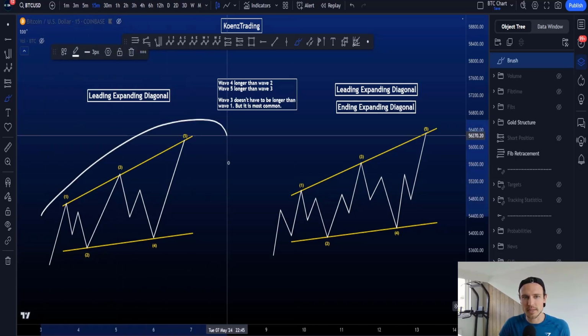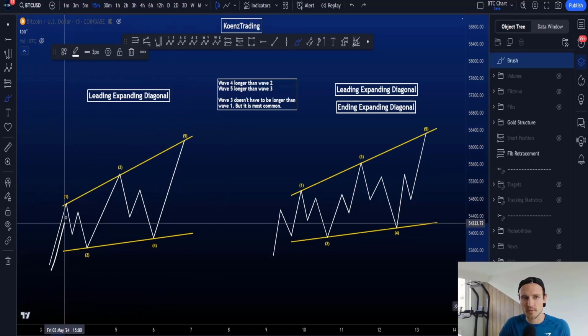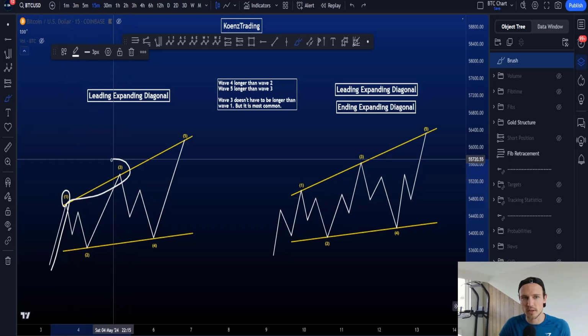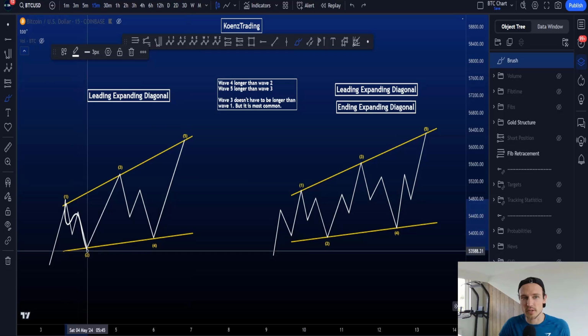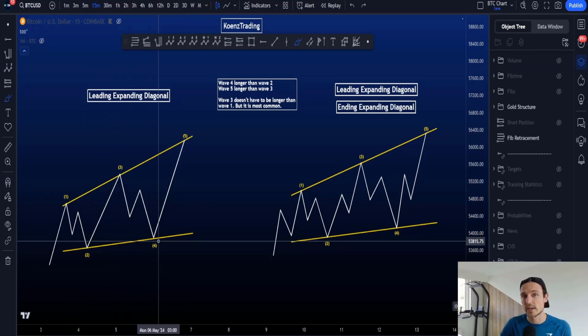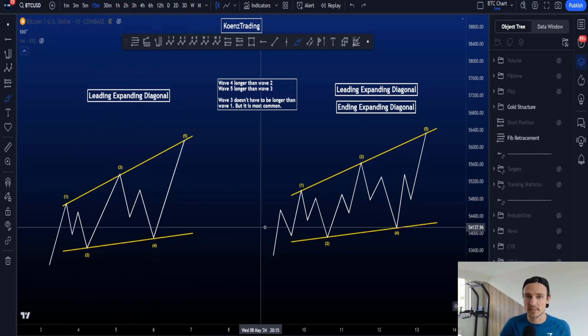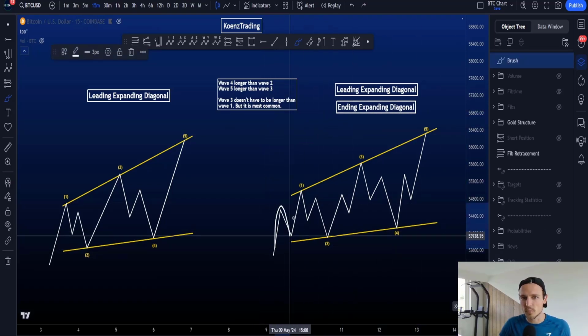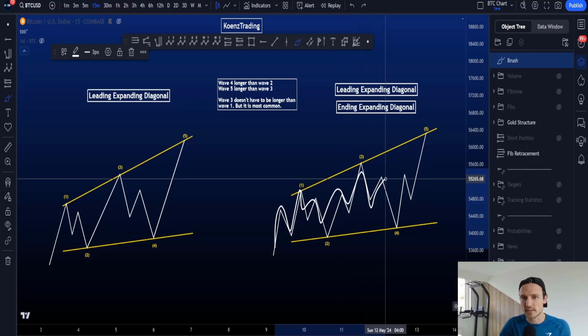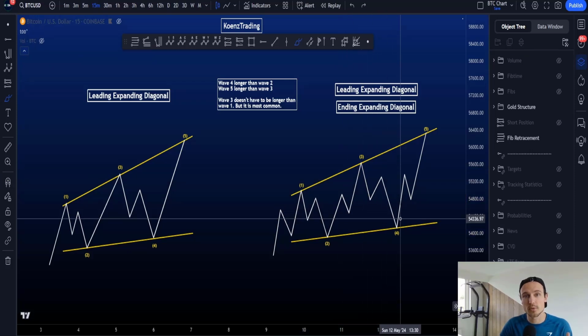We have an expanding diagonal where we have a 5-wave impulsive move in a wave 1, in a wave 3 and in a wave 5 with 3-wave corrective structures in 2 and 4, which have to be family of the zigzag. And then we have expanding diagonals where all of the waves are family of the zigzag. So all of the waves have to be a simple, a double or a triple zigzag.